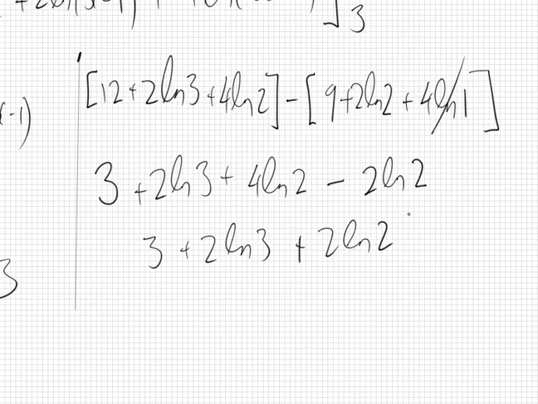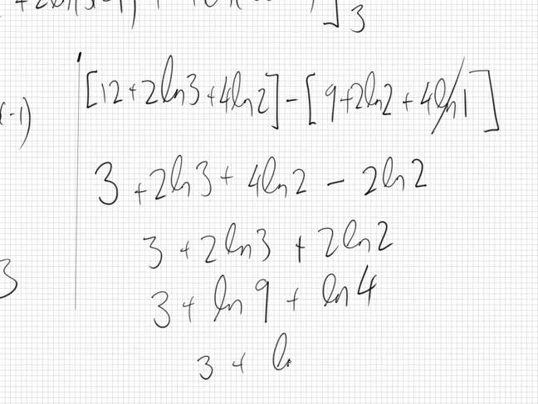Those 2's can go up as powers. So it'll be 3 plus log 9 plus log 4. And then when you multiply logs, what do you do? Oh, sorry. When you add logs, you multiply. So this will be 3 plus log 36.